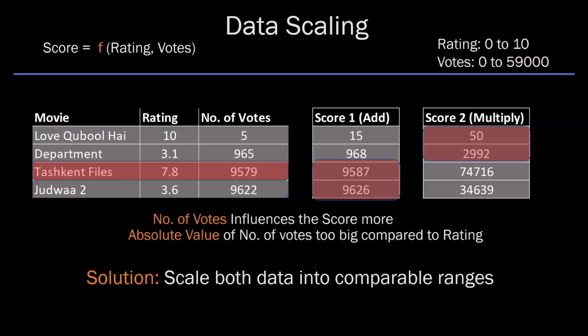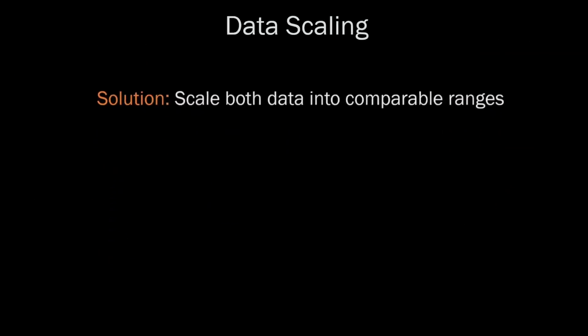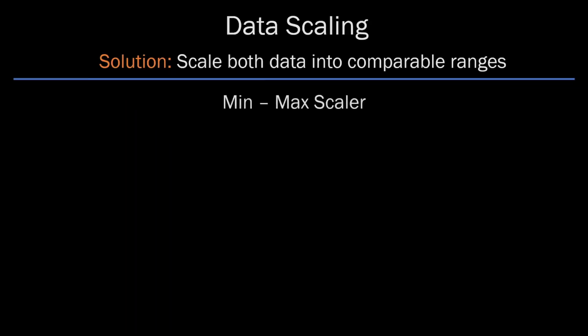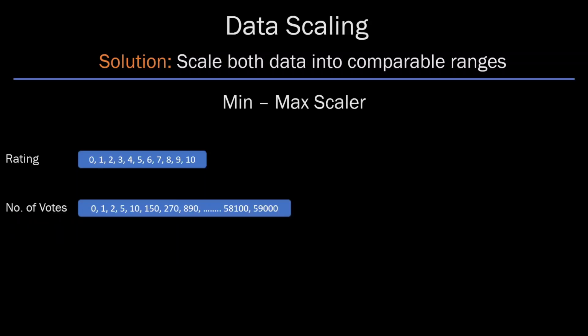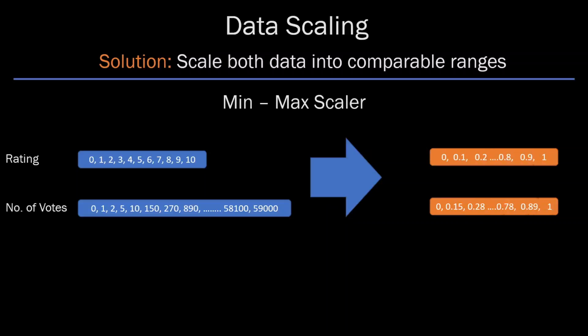The solution for this problem is to convert these data columns of rating and votes into comparable ranges. Okay, so how do we do that? By using min max scaler. So what is min max scaler? To understand what min max scaler is, let us try to understand our ranges. Rating ranges from 0 to 10, number of votes is from 0 to 59,000. Both of them should get converted to another range between 0 and 1.